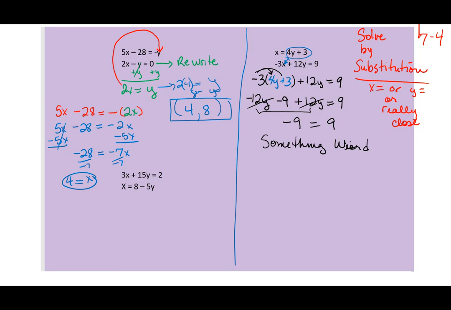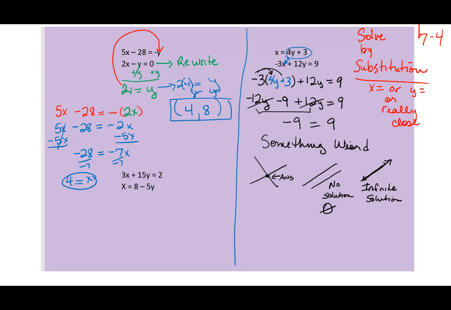If we recall, there were 3 choices. You could have 2 lines that cross, and that was your answer. You could have 2 parallel lines, and then there was no solution. Or we could have the same line, and we had infinite solutions. Now which one of these do you think it is?